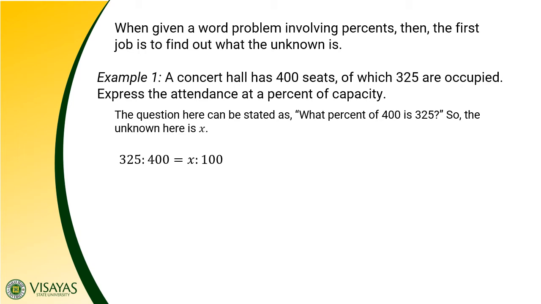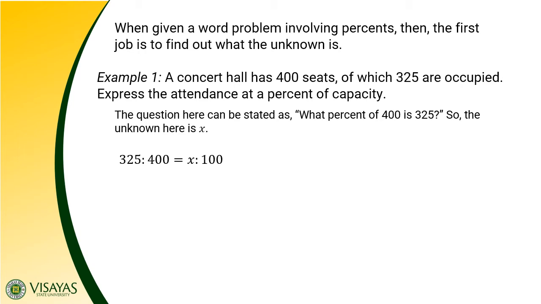Again, we are going to use the concept of solving proportion. This is another way to solve a percentage problem. So we have here 325 is to 400 as x is to 100. Why 325 is to 400? Because 325 out of 400 are the occupied seats in the concert hall. And that is proportional to x as to 100. Meaning, 325 is x percent out of 100%.